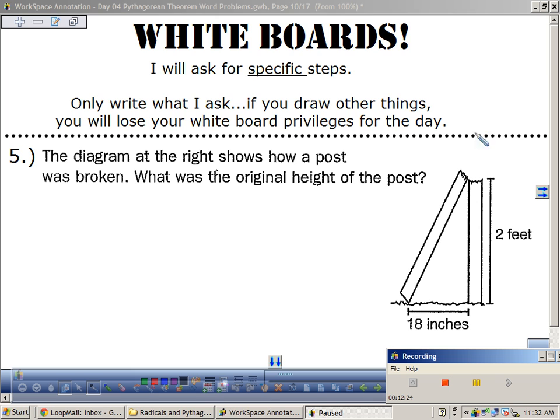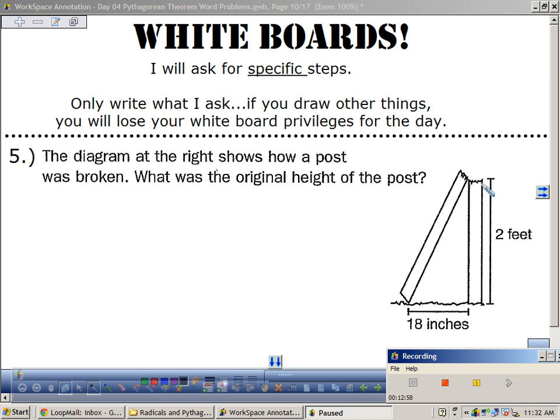Focus. If you had a post and it broke, you could figure out how tall the post is, right? Let's say it's so heavy that you can't pick it up and put it up and see how much. It's only 2 feet. Yeah, exactly. It's really, really heavy. Got it? All right, so, no, it's not 2 feet. We don't know how tall it was before.